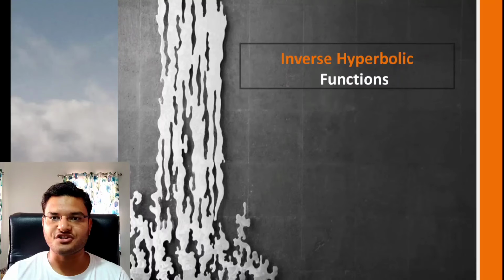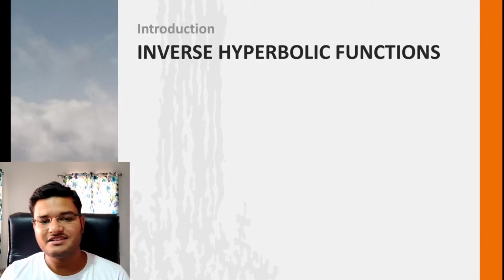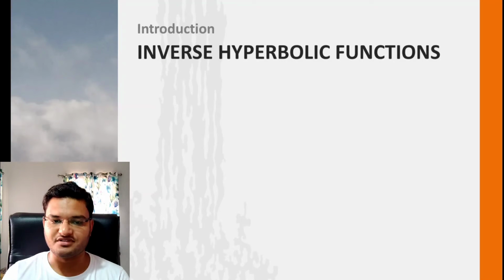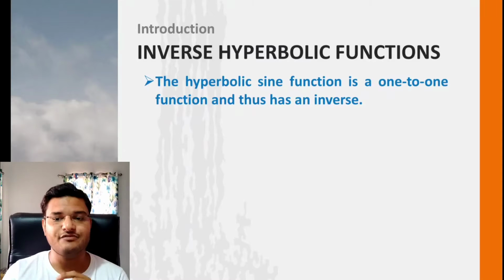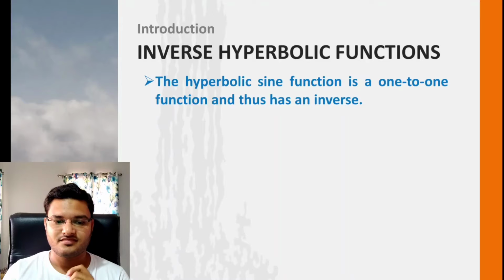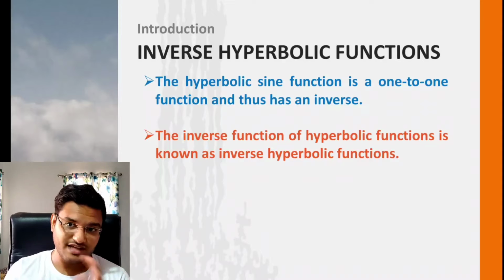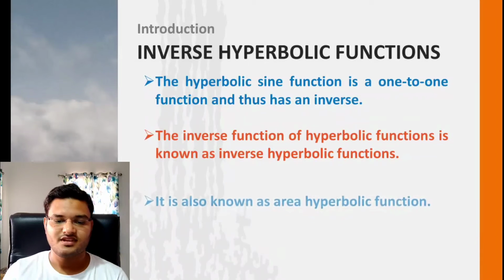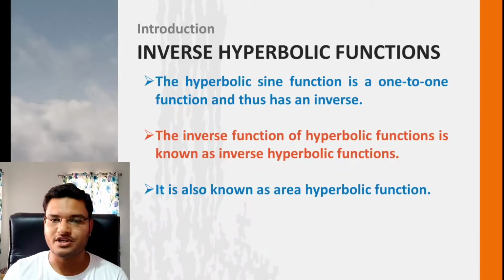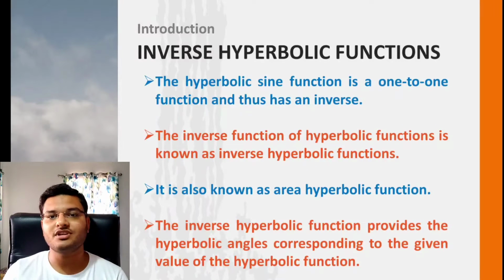Inverse hyperbolic functions. Let's get the introduction of inverse hyperbolic functions. The hyperbolic sine function is a one-to-one function and thus has an inverse. The inverse function of hyperbolic functions is known as inverse hyperbolic functions. It is also known as area hyperbolic functions. The inverse hyperbolic function provides the hyperbolic angles corresponding to the given value of hyperbolic function.